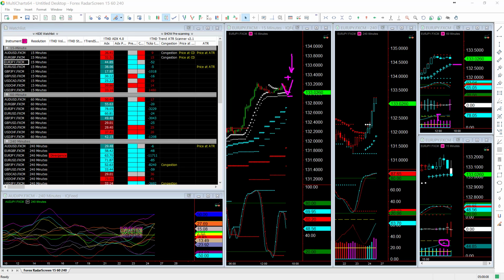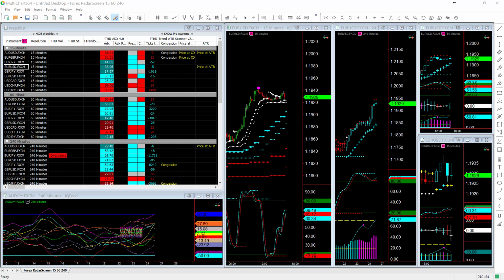Let's go and look at the Euro Dollar. Now, the difference with the Euro Dollar is that if this price comes down to about here, you're going to have a magenta peak here. So this is where I would start looking at the 15-minute for an entry. Again, it has to flip these ATRs, and then it has to test for resistance.